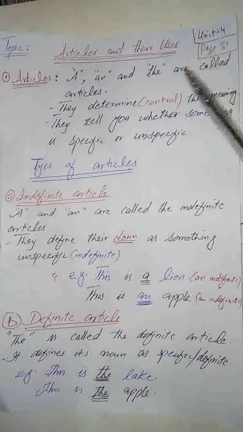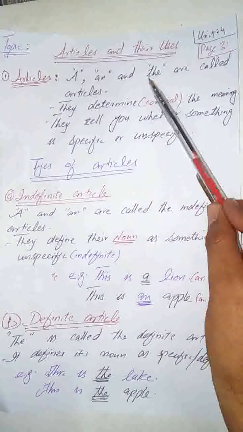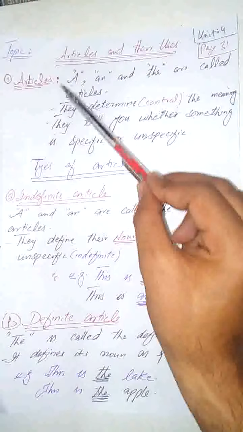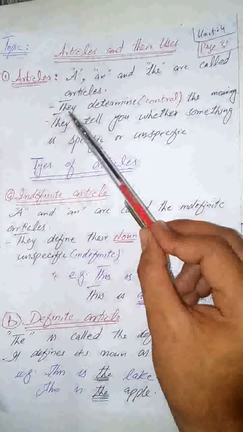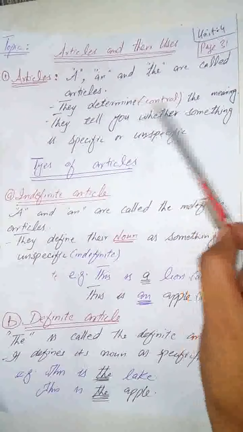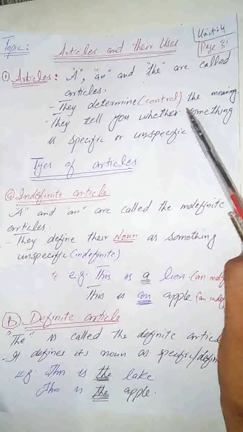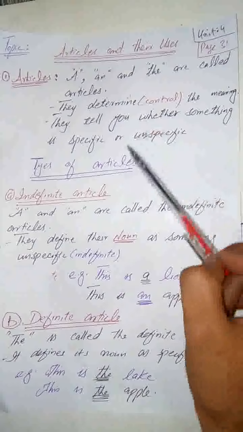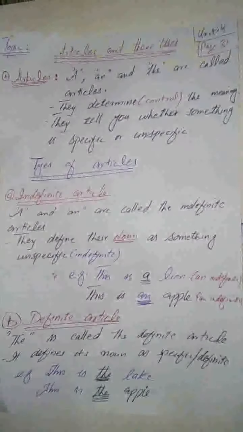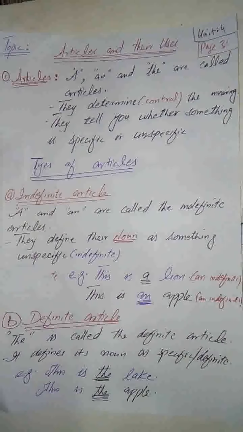So here is the definition. A, an and the are called articles. These are the three articles in English: a, an and the. What do they do? They determine, they control the meaning of the noun. They either make the noun definite or indefinite, specific or unspecific, known or unknown. So this is the function of the article. They make the noun either definite, meaning known, or indefinite, meaning unknown.